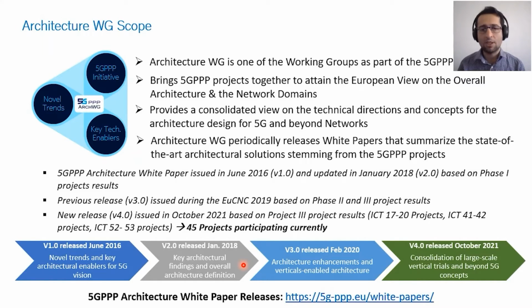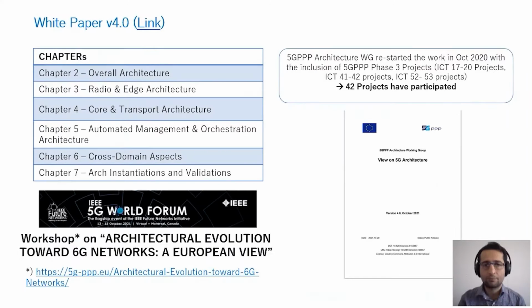The third version that we released in 2020 was about the architectural enhancements and what we call the verticals-enabled architecture. And the fourth version that we released in 2021 has focused on the consolidation of the large-scale trials and the further verticals integration that we will also present today. The details of the white papers, you can find under the 5GPP website.